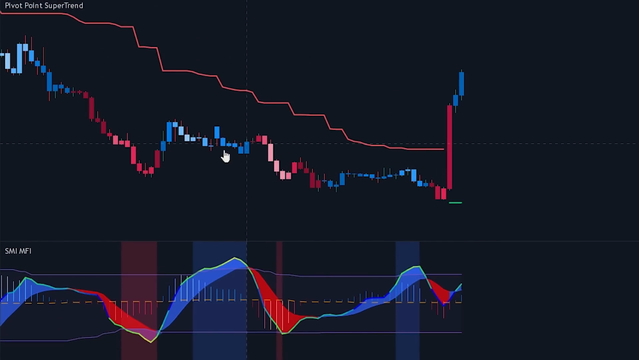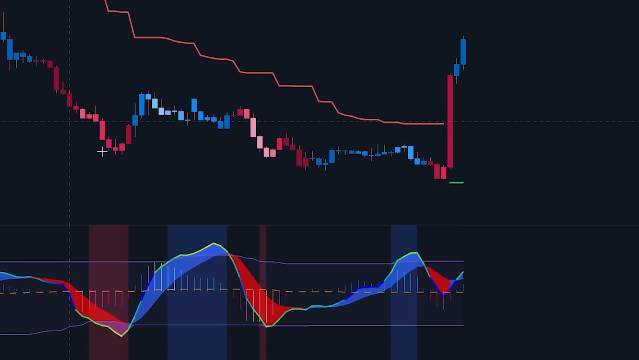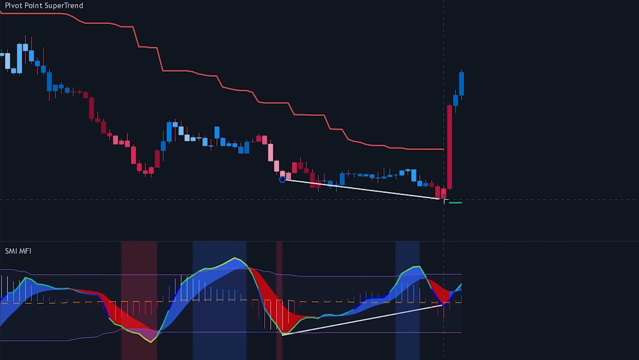Here we can see a different setup. The price was in a large downtrend. However, if we take a look at the SMI MFI indicator, we can see that while the price was making lower lows, the SMI MFI was making higher lows, indicating that a bullish reversal is likely. Along with this, after the SMI MFI pulled back to the center line, we can see that it continued back in the upward direction, making a bullish crossover with the signal line.